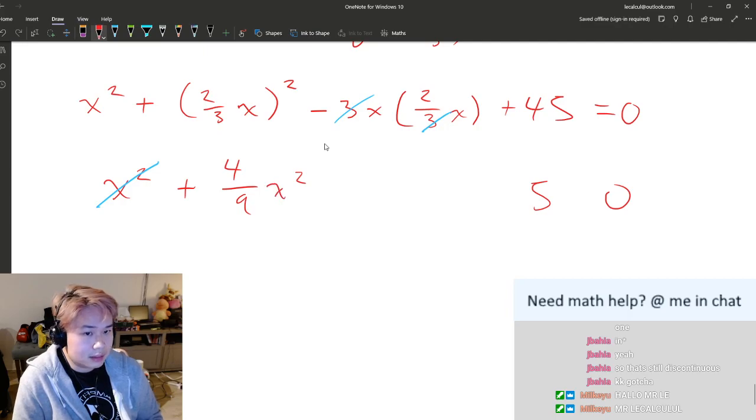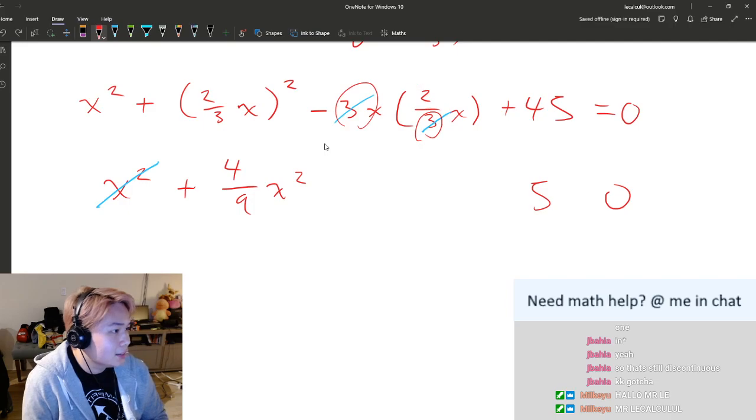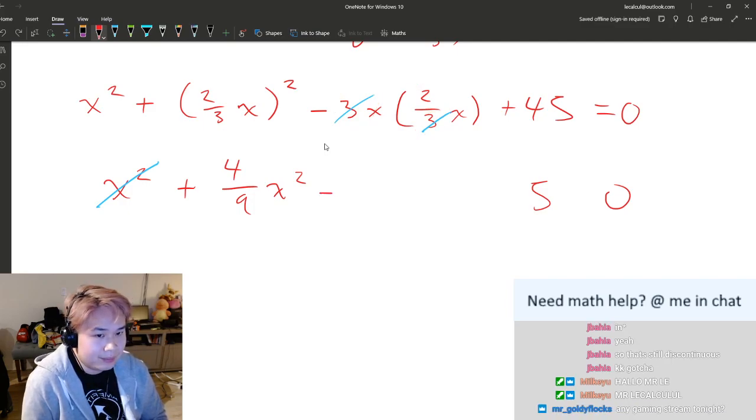Okay, these x's cancel out, but I forgot about the 2 earlier, so my bad. This is a minus 2x squared.